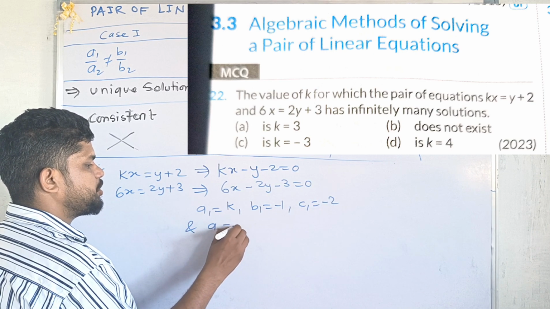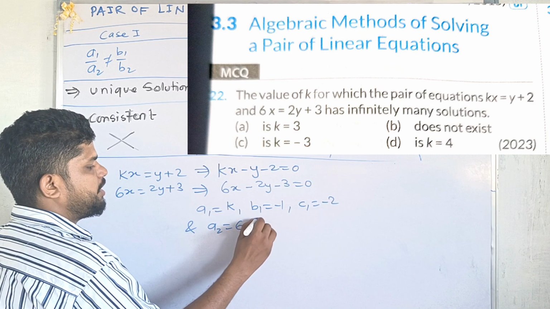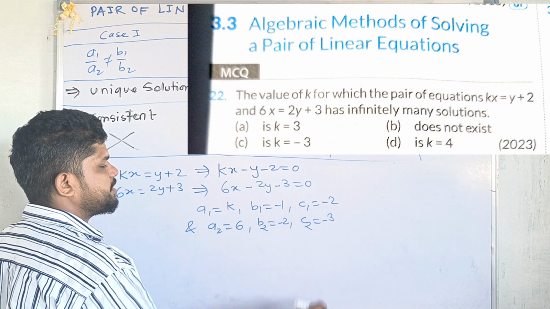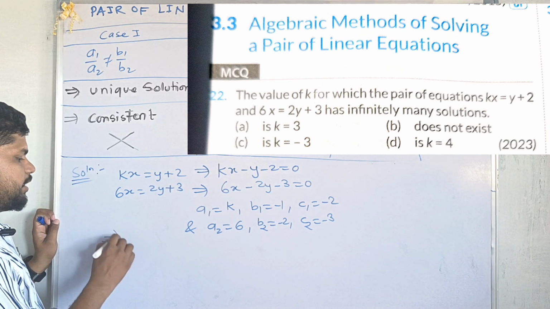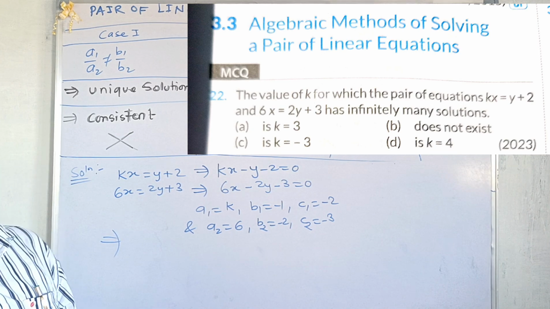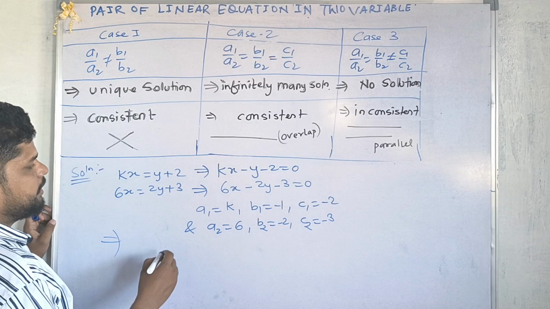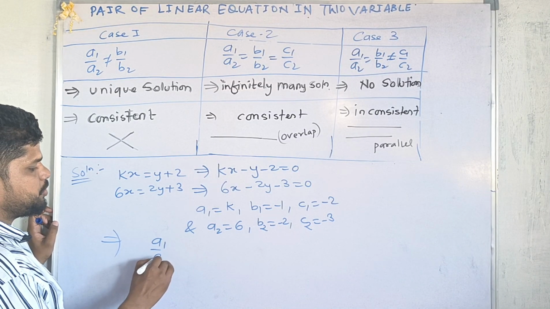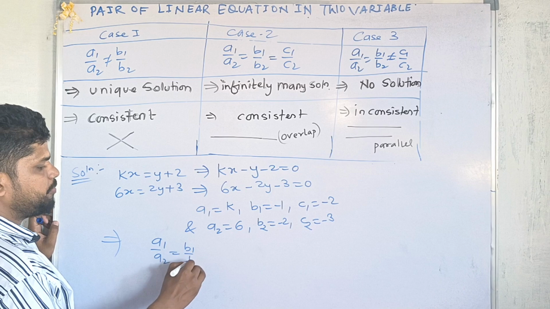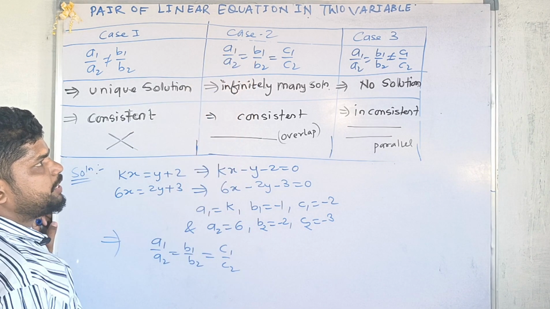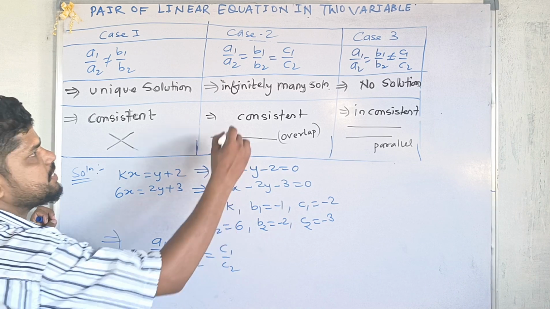Similarly, the value of a2 is equal to 6, the value of b2 is equal to minus 2, and the value of c2 is equal to minus 3. Okay, now the question says that the pair of linear equations has infinitely many solutions. That means a1 upon a2 is equal to b1 upon b2, which is equal to c1 upon c2, which is our case number 2 for the infinitely many cases.